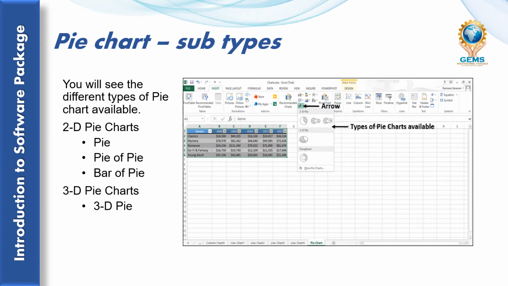Now you are seeing that there are different types of pie chart in that pie chart drop down list. So 2D pie chart and 3D pie chart. From the 2D pie chart, there is a pie, pie of pie and bar of pie. Likewise, there are three subtypes, and in 3D pie chart there is only 3D pie chart.